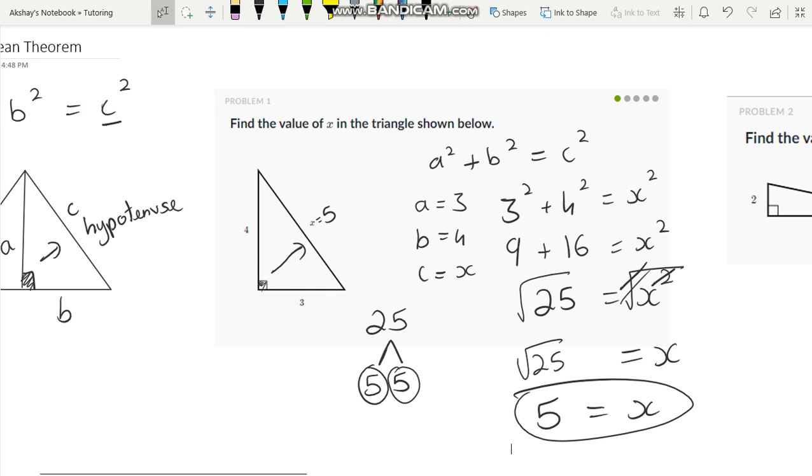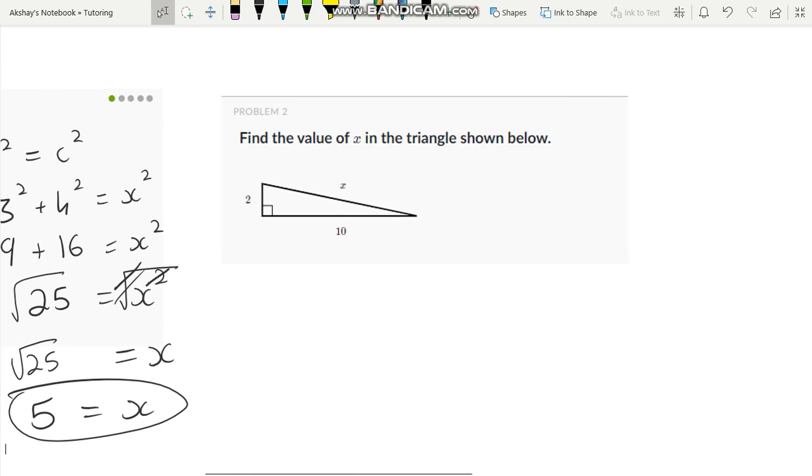All right, now moving to our second example here, we're asked to find the value of x in the triangle shown below. Now here we have 2 and 10 as the sides, and again we're asked to find the hypotenuse. So a squared plus b squared is equal to c squared. We know our hypotenuse is always c, so we can say c is equal to x. a and b are interchangeable with our other two sides. So I'm going to say a is 2 and b is 10.